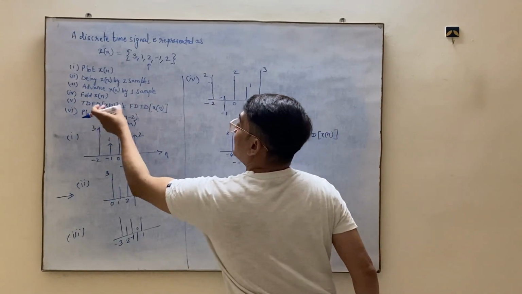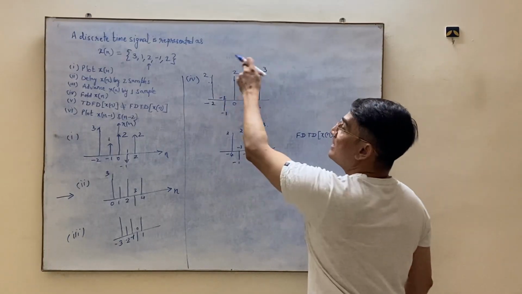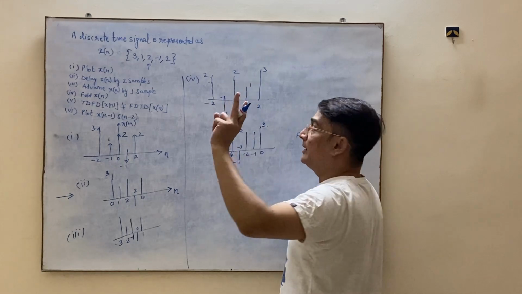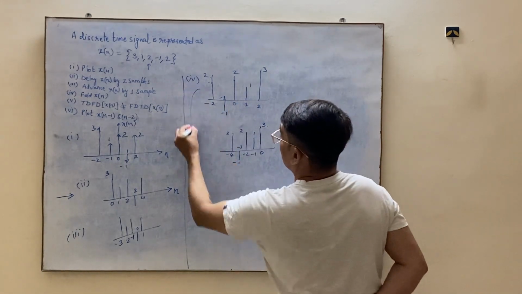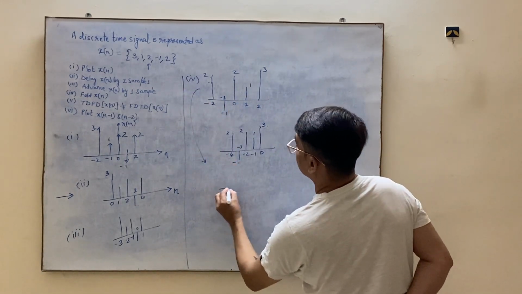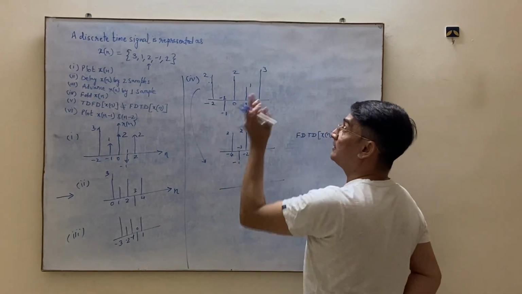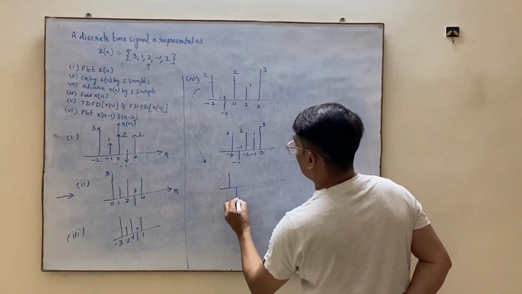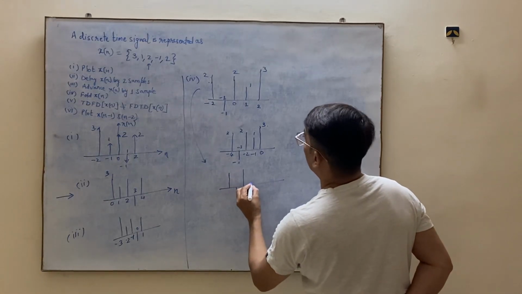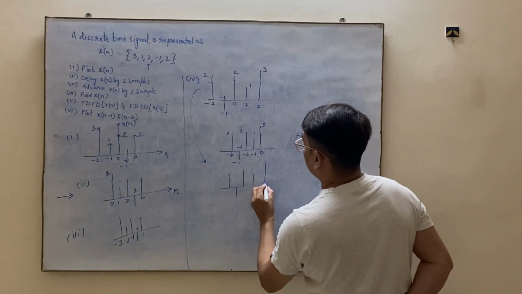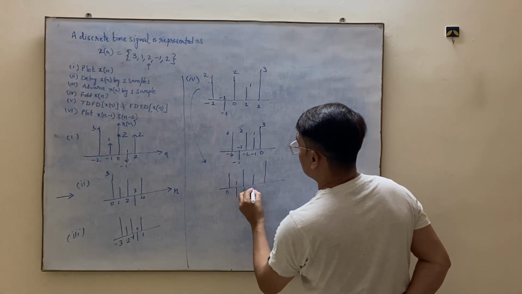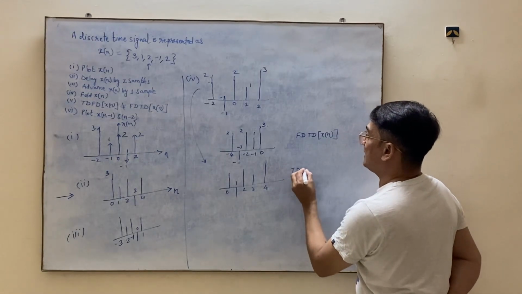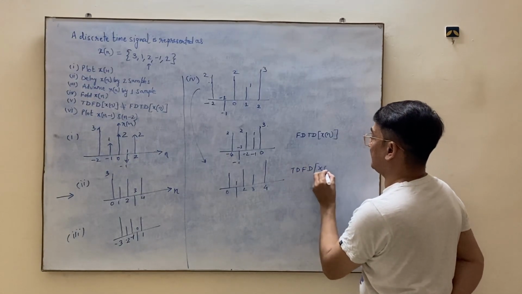Now this part, folding. So we have already folded this. This is the folded part. Now you will delay this by 2. So now you are delaying this, which is minus 2 will be at 0. So this will be 2, minus 1, 2, 1 and 3, at 0, 1, 2, 3 and 4. So this is TD, FD of x[n].